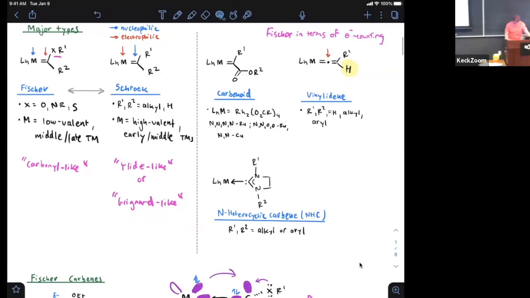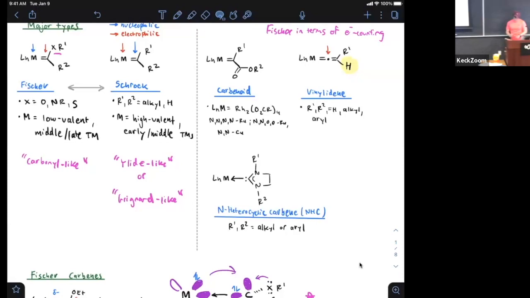So carbenoid, the noid part of it is supposed to denote that the reactivity of these species resembles that of the free carbene. So what do we know that free carbenes do? How do they react with organic molecules? They do things like CH abstraction, they do things like cyclopropanation. So carbenoids exhibit largely that same reactivity.